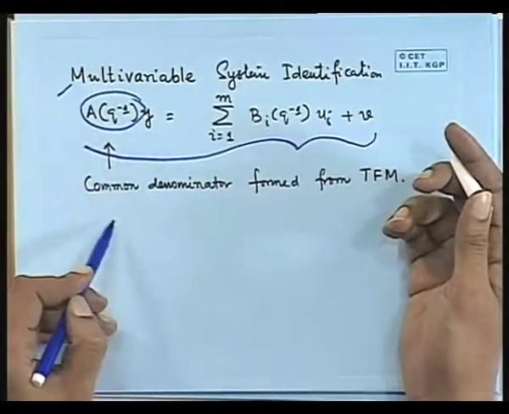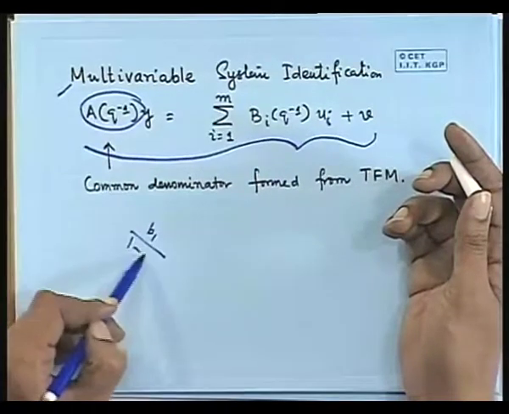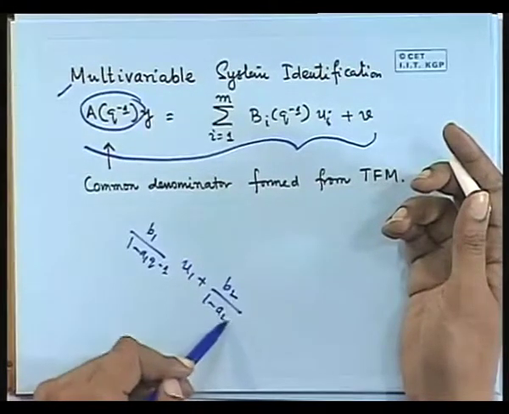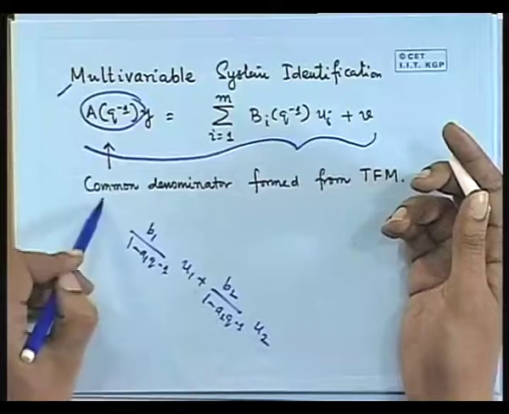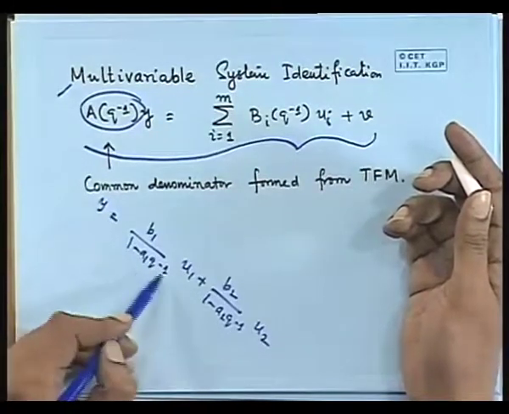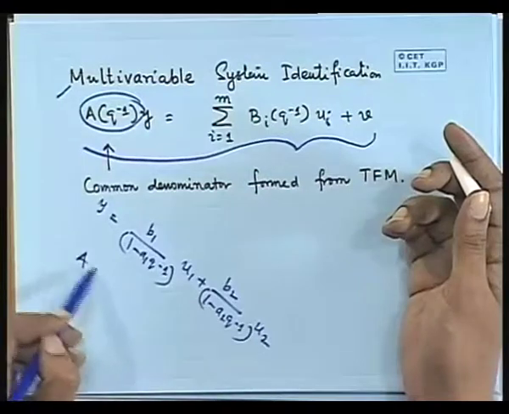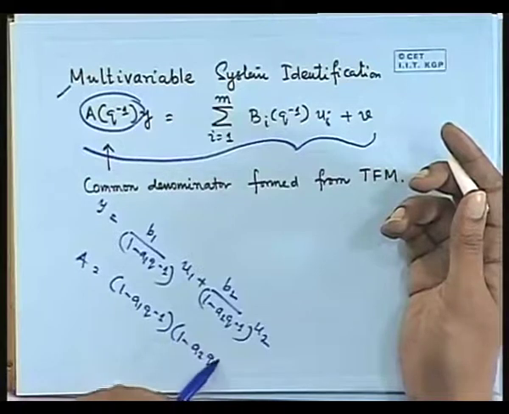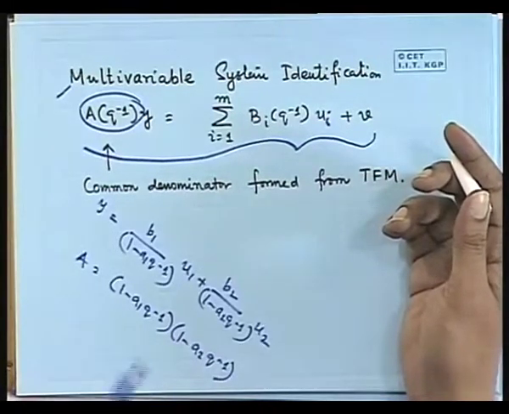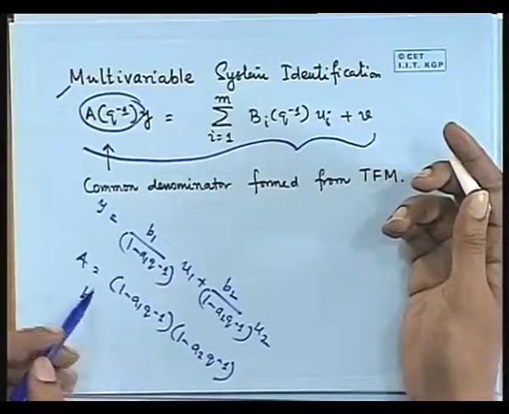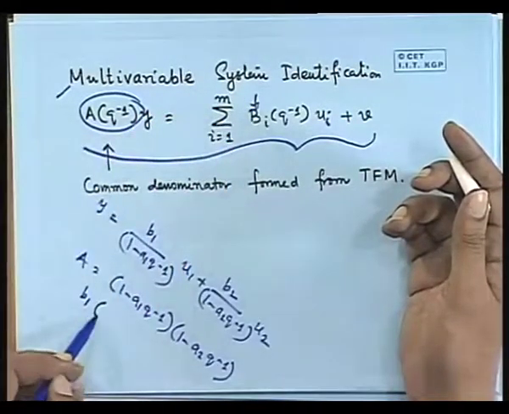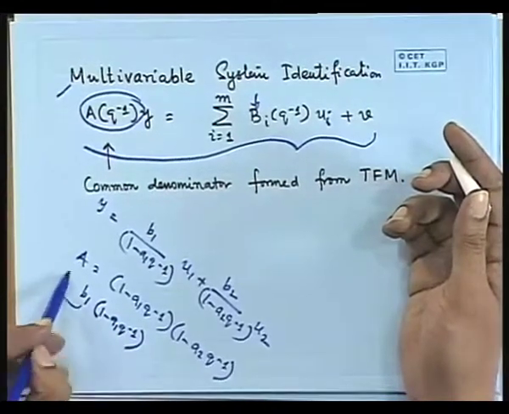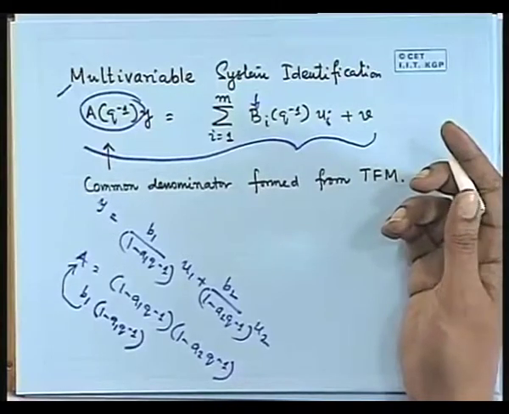That is, if you have B1 by 1 minus A1 q inverse U1 plus B2 by 1 minus A2 q inverse U2, Y is equal to that, then you have to take a common denominator. So your A will become 1 minus A1 q inverse into 1 minus A2 q inverse, and your B will become B1 into 1 minus A2 q inverse and so on. Note that in that case, these will have a common pole. Yes, it will have.